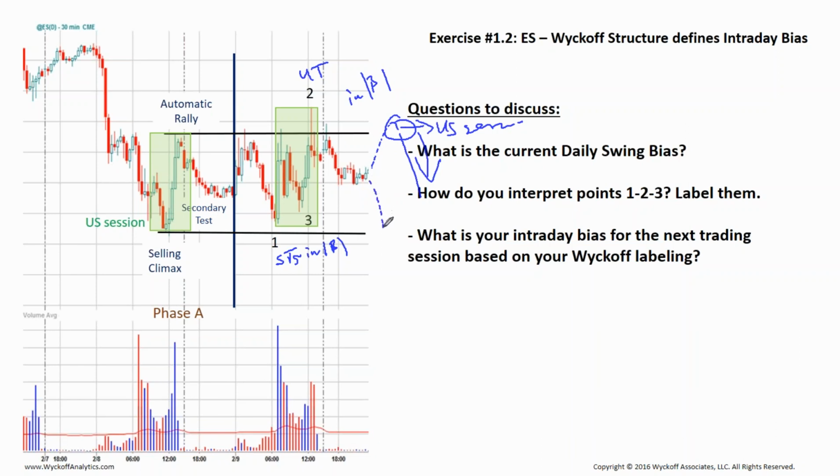If we're going down here and retesting the support, then this still could be a secondary test in B, and therefore we might trade to the upside. Or this could be a potential phase C, and we're still going to be trading to the upside. So depending on where we're going to end up before the US session, we could figure out what's going to happen next, or at least give us some kind of heavy bias one way or another.